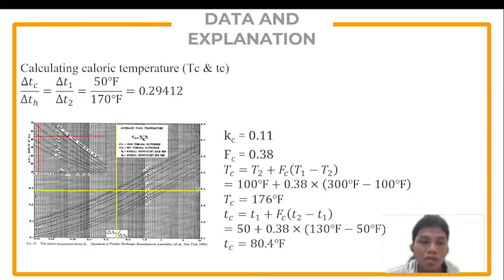But first, we need to determine delta Tc divided by delta Th to get the Kc and Fc values from the figure. We get delta Tc per delta Th is 0.29412, and from the figure we get Kc is 0.11 and Fc is 0.38. After that, we can calculate the caloric temperature of each liquid, and for the hot liquid, we get Tc is 176 degrees Fahrenheit, and for the cold fluid is 80.4 degrees Fahrenheit.